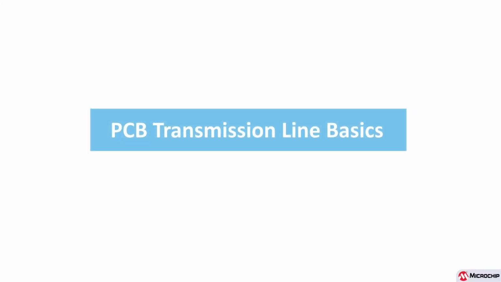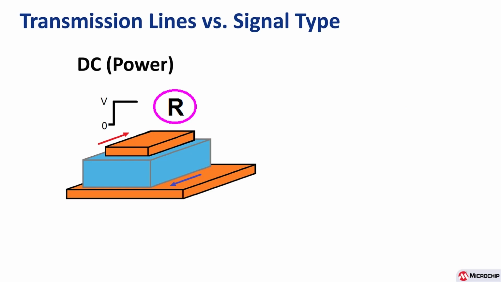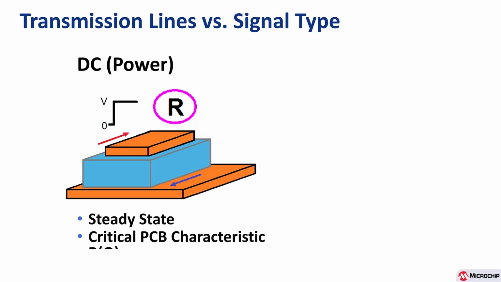Let's talk a little bit now about PCB transmission line basics. Again, we're trying to develop a common vocabulary here. For DC signals, these are any signal that turns on, turns off, stays off, right? If we sample a line that goes high and then just sits there, and we sample a little bit later, we treat that as a DC line. So a DC line is a steady state line, and its critical characteristic that we control is resistance.